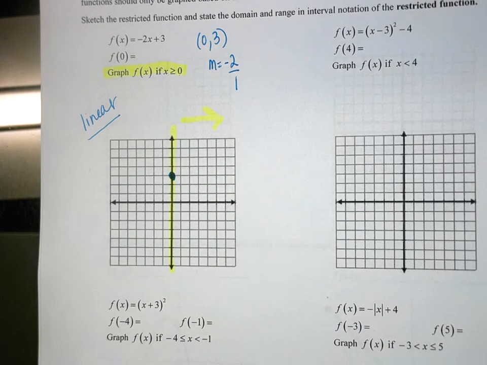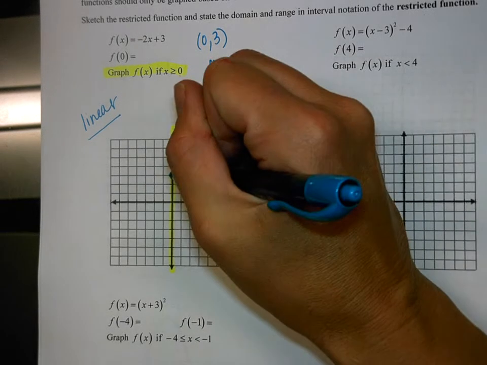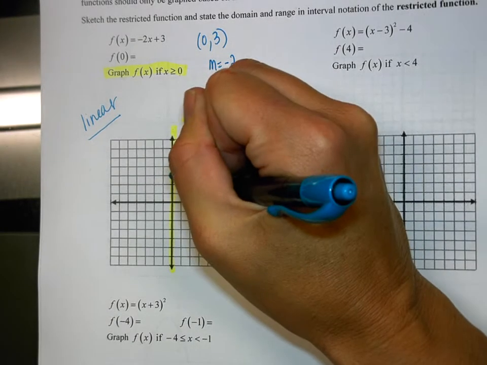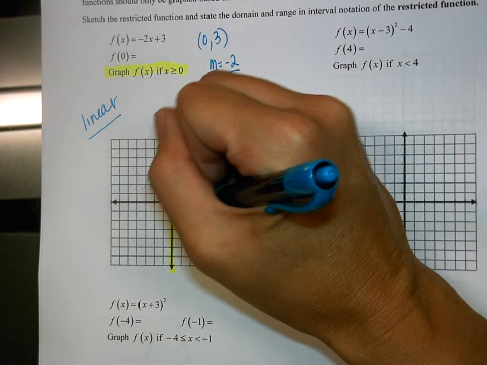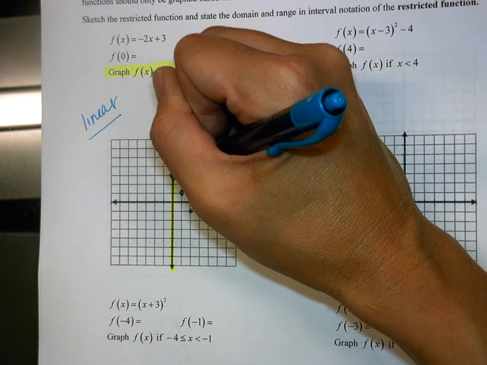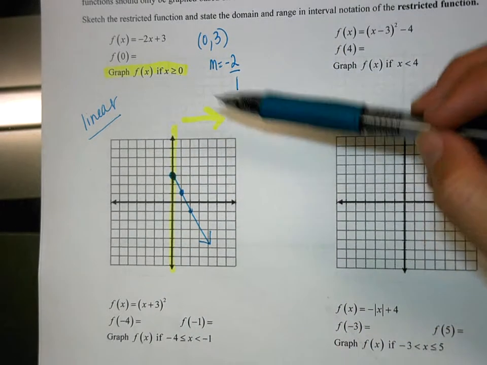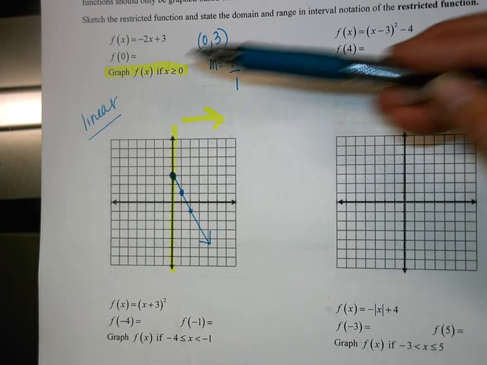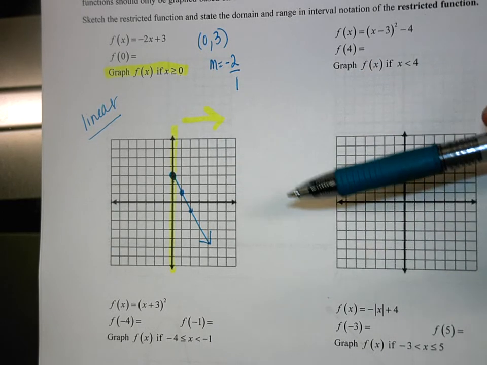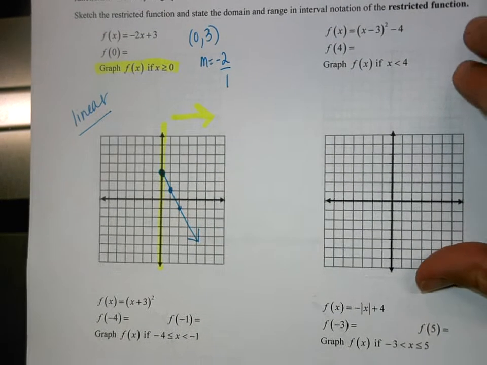And I can use the slope because why? It's linear, it's a line, but whenever it's a curve, we can't use the slope. Okay, so from here we go down 2 and right 1. And my graph is supposed to be in this area, so I'm good. You could keep going down 2 and right 1 if you want to. But when we draw our line, we are only drawing it in one direction because the restriction is that x has to be greater than or equal to 0. Do we have any questions on this first one? Okay, so we're going to go to the next one.